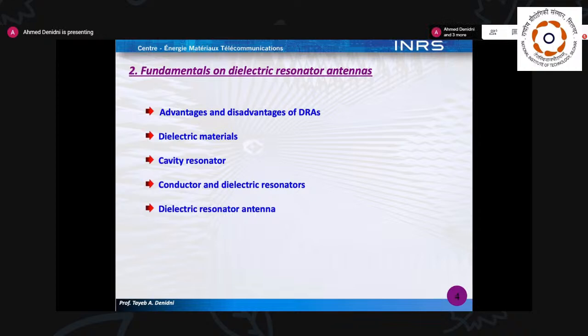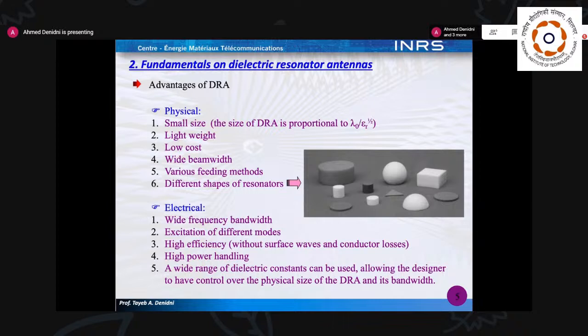What is the difference between these two types, and why we use dielectric resonator and not conductor resonators. And we define technically at the end dielectric resonator antenna. We speak about the advantage of dielectric resonators, and there are two types, the physical and the electrical.